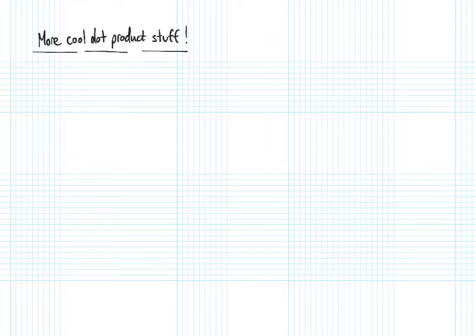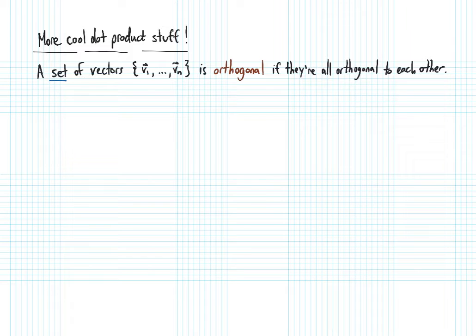Hey everyone, let's do some more cool stuff with the dot product. So let's say you have a set of vectors, v1 to vn. We'd say that that set of vectors is orthogonal if all of the vectors are orthogonal to each other. And probably the main example to keep in mind is the standard basis vectors, e1 to en. Those are orthogonal to each other. You take the dot product of any two of them, you'll get 0. So that is an orthogonal set.